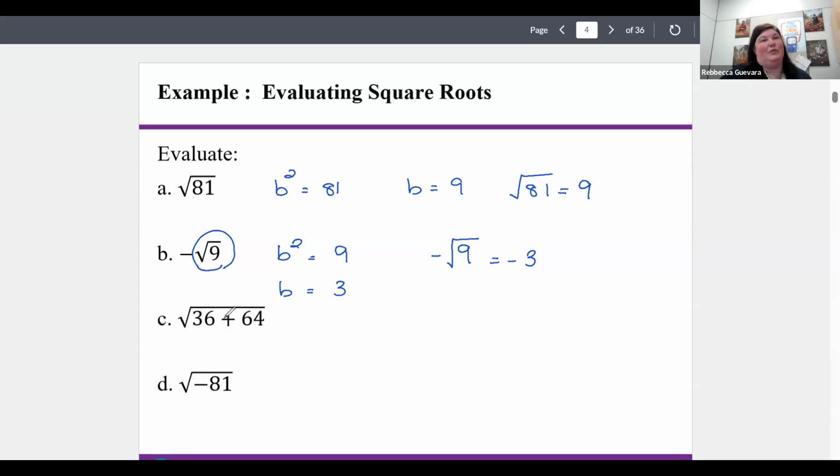Here we have the square root of 36 plus 64. We can't break up the square root. Later we can do that, but if we add that together, that is just the square root of 100. And what number squared is going to give me 100? Well, that's just going to be 10. And then the square root of negative 81. We can't do square roots of a negative number, so this one is undefined.